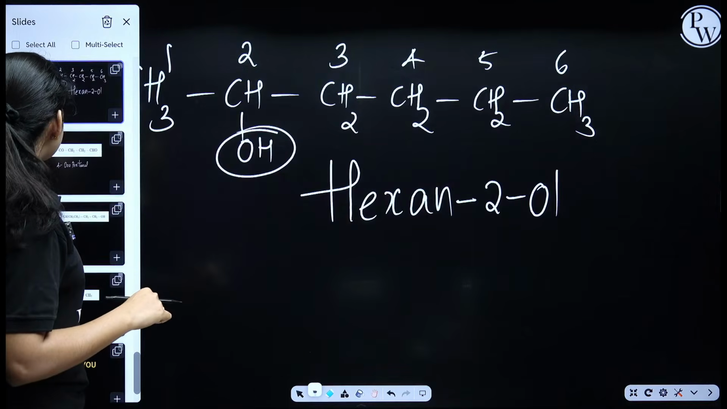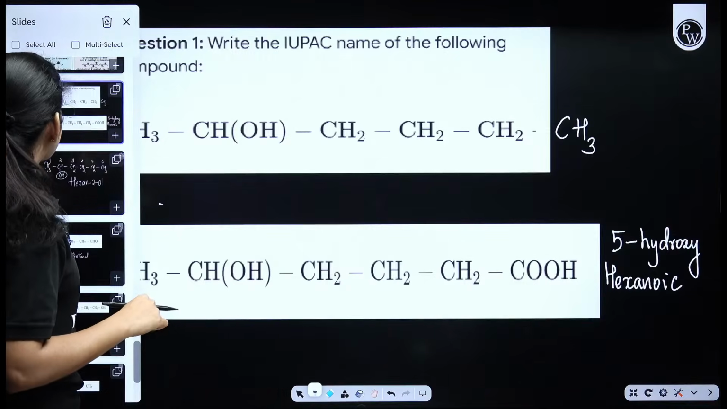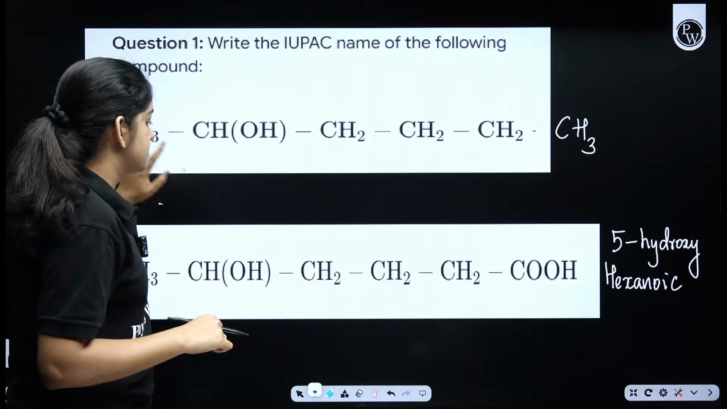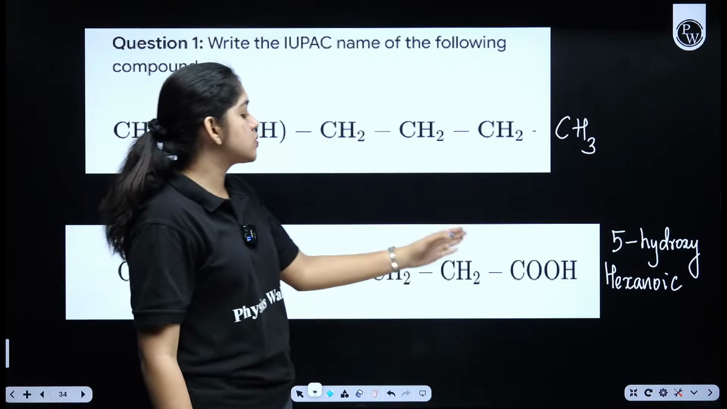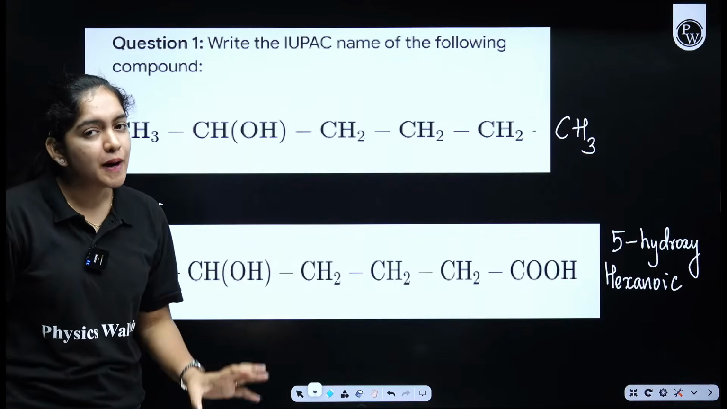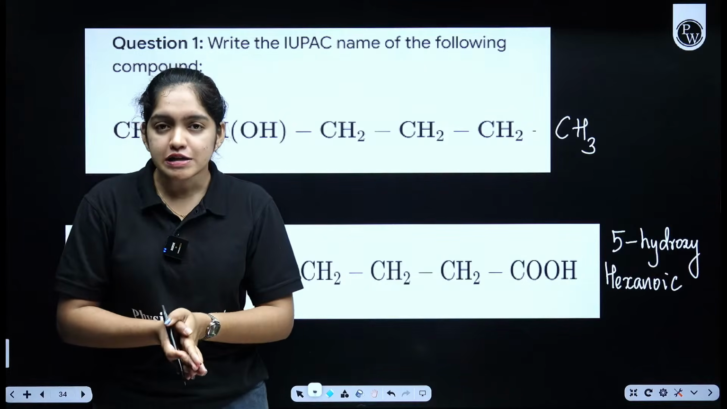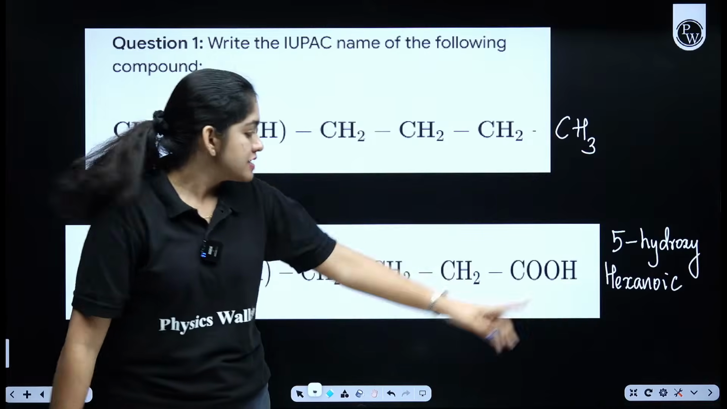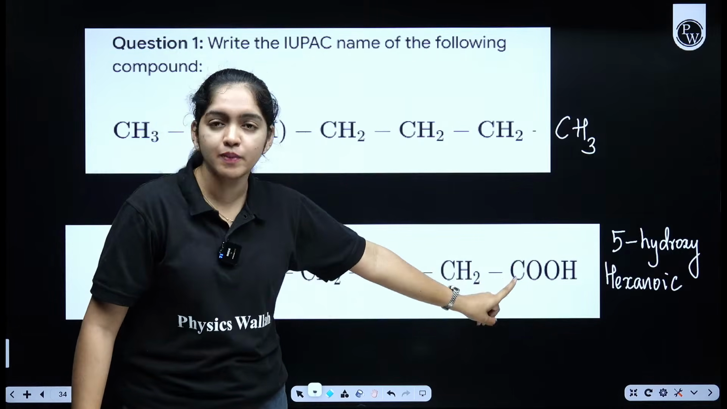Then, one more question is coming from the same section. Wait, we can go for this one. Next one is CH3, CHOH, CH2, CH2, CH2, COOH. Here also two different functional groups are there. According to the priority order we learned, the main functional group is what? Carboxylic acid. So carboxylic acid is present there, so it will be our main one, the first one. So start numbering from there.